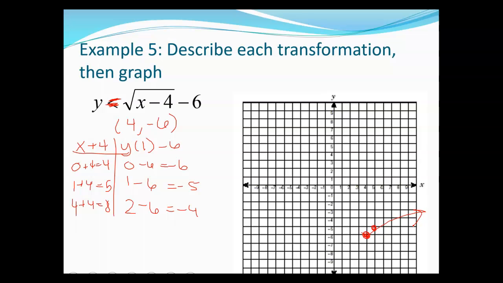So your domain is 4 to infinity. Your range is -6 to infinity. So all I'm looking for on your homework tonight is something similar: your starting point, 2 points, domain and range.